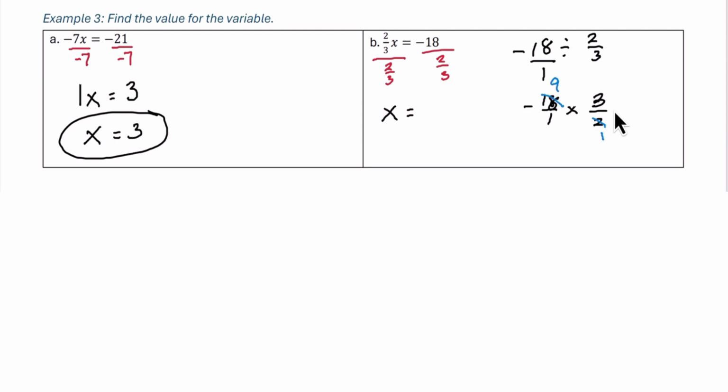We now have 9 times 3, which is 27. And we have 1 times 1, which is 1. We don't need to write that in the denominator. We have negative times a positive, which is a negative. So x is negative 27.